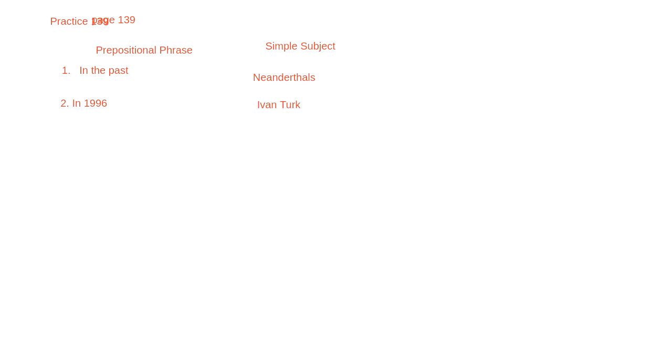Okay, archaeologist is describing the person. So we're going to actually go back to Ivan Turk. Ivan Turk. That's the actual name. That would be the simple subject. Okay. So we have in 96 as the prepositional phrase and Ivan Turk as the simple subject.